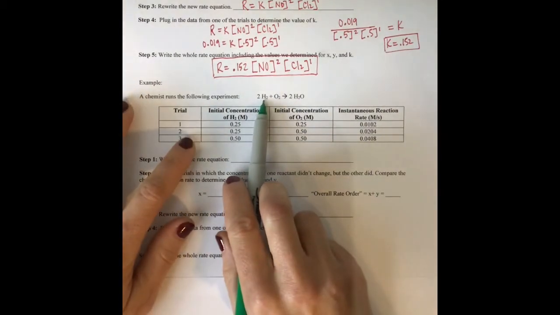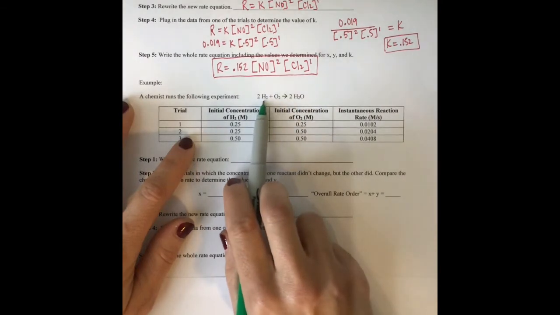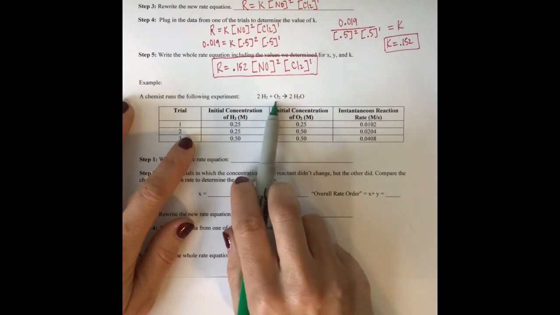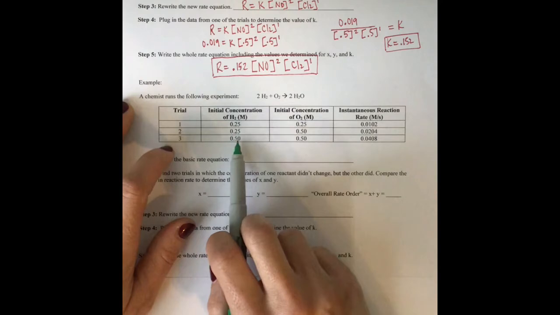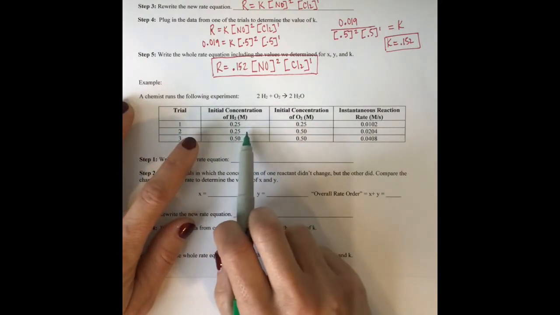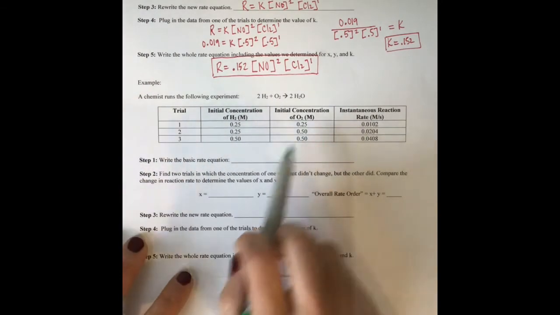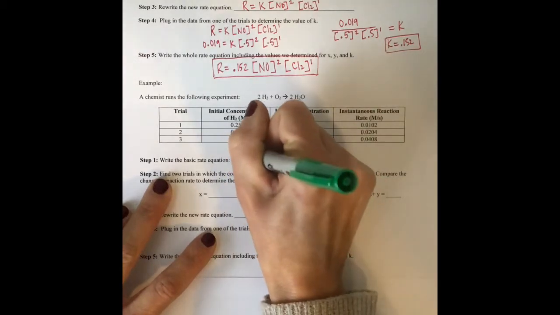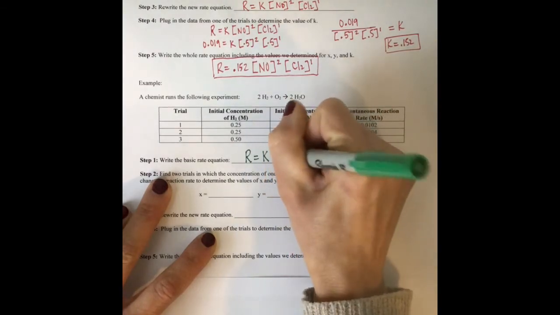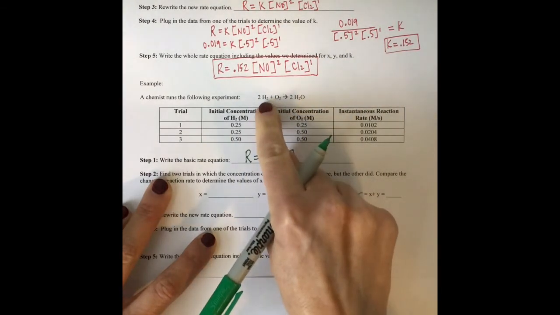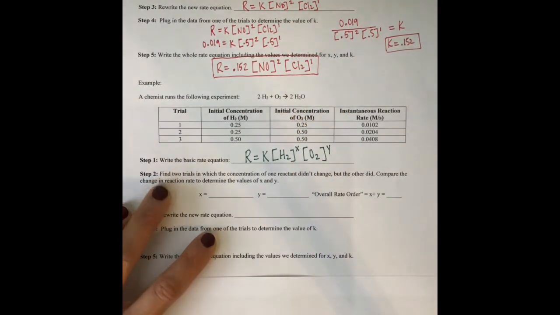This time we're looking at hydrogen gas reacting with oxygen gas to make water. And we want to know how the concentrations of these two gases affect the rate at which water's made. So we have 3 different trials with different concentrations here and different rates that came out of our experiment. The first step is always to write your rate equation. Rate equals the rate constant times the concentration of your first reactant to the X times the concentration of your second reactant to the Y.